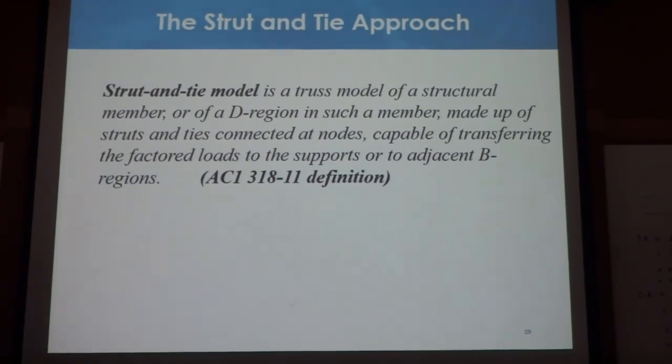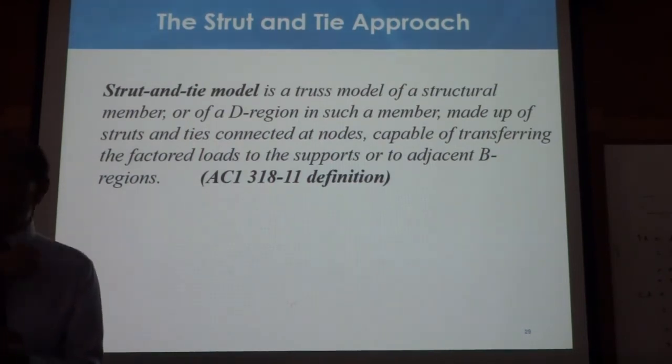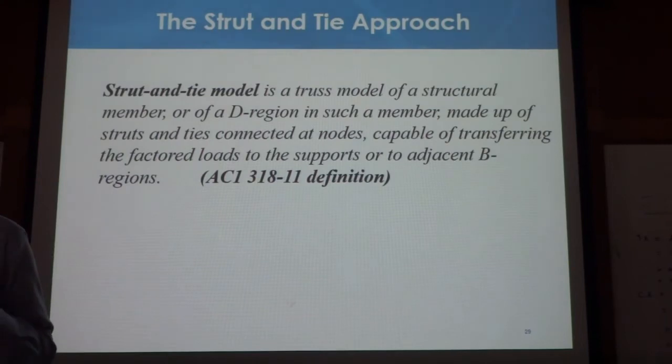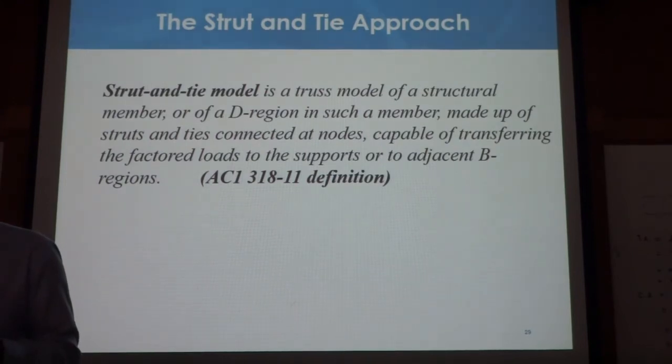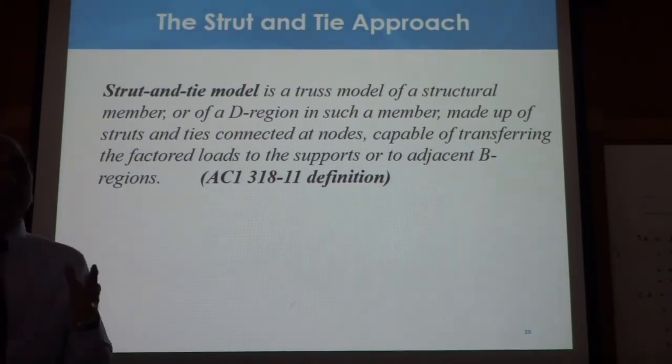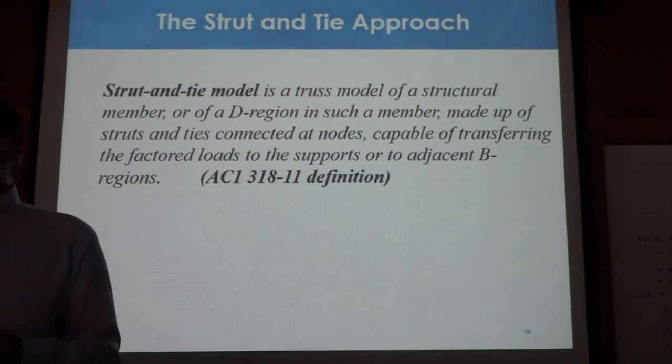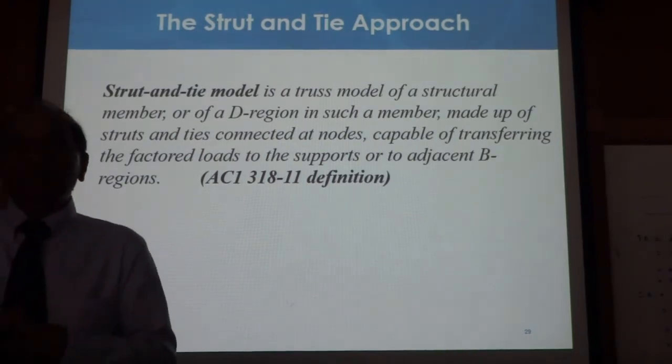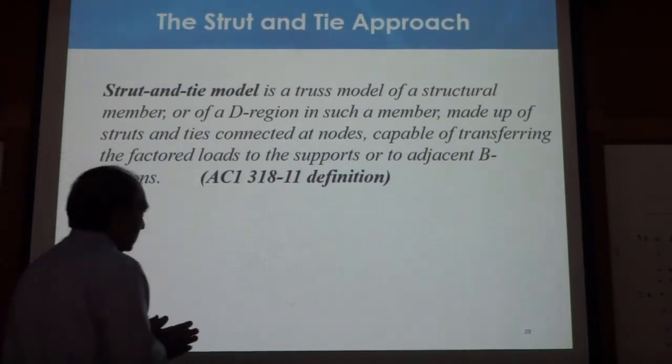A member made up of struts and ties connected at nodes, capable of transferring loads to supports or adjacent B regions. I will show by diagram what they're saying. Okay, so basically ACI is limiting the use of the strut-and-tie model, not to all members, but to parts of the member, or members in which the D region is governing. You remember the D region? Yes.